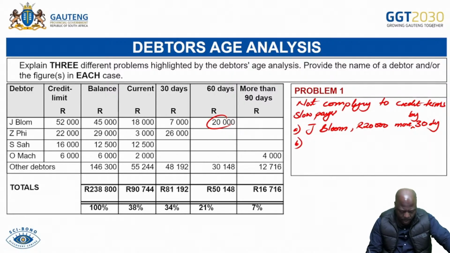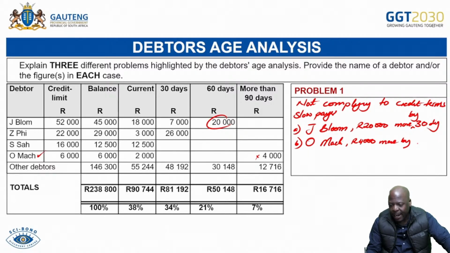Let's go to the next one. Next one that we see is Omach here. Omach is owing 4,000, and that 4,000 is more by how many days? 60 days. It is more by 60 days.